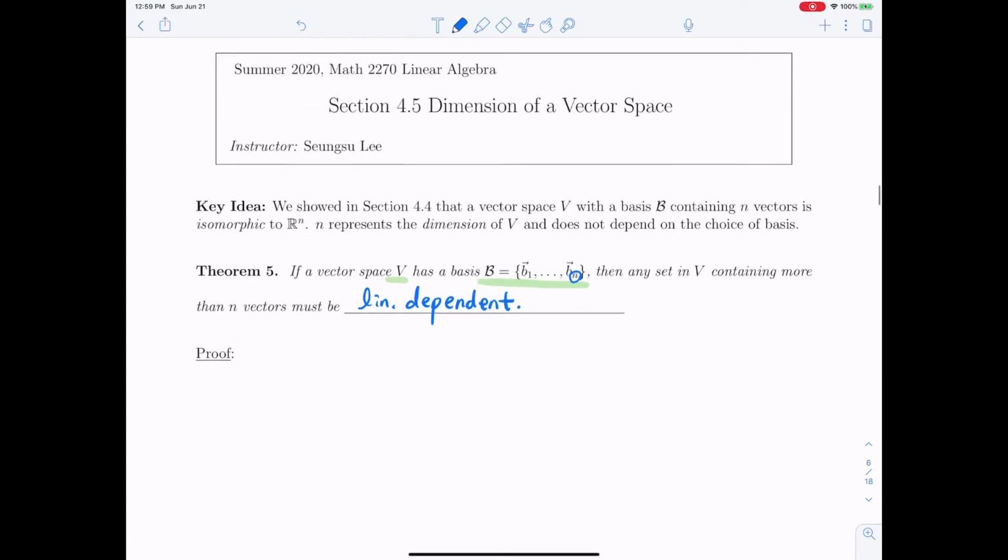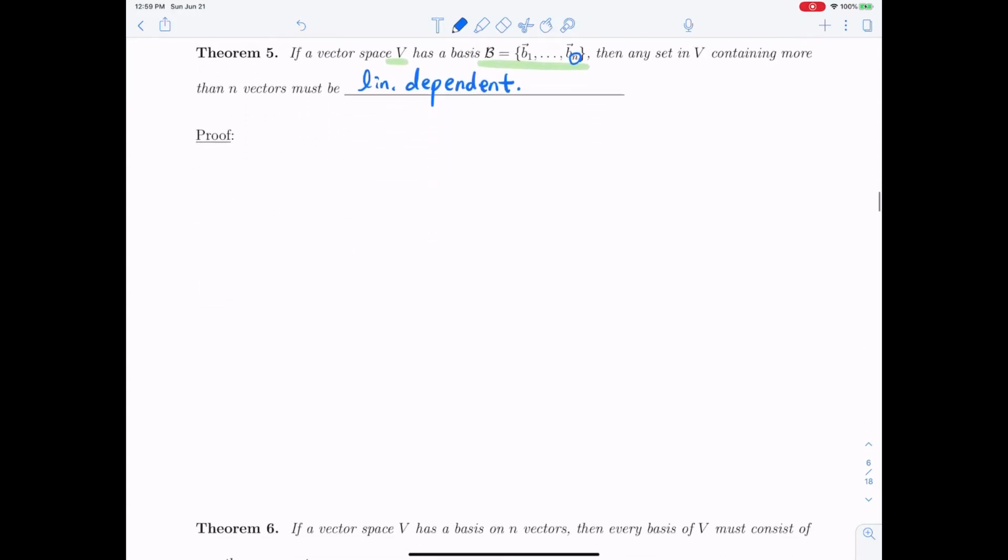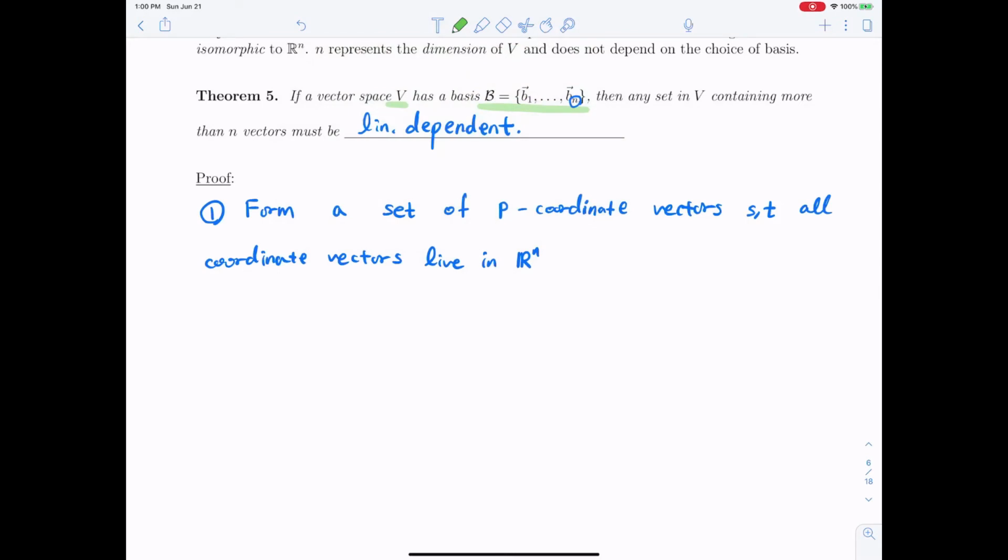So let us sketch the proof to see some ideas for this theorem. First of all, let us form a set of p coordinate vectors. Here, p is bigger than n, such that all coordinate vectors live in Rn. Then this means that there exist non-trivial solutions to the homogeneous equation formed by these coordinate vectors, because it has more columns than rows, right? Because p is the number of columns and n is the number of rows.